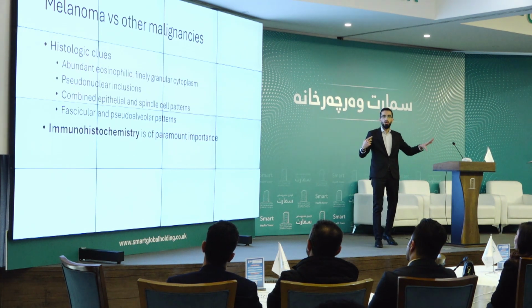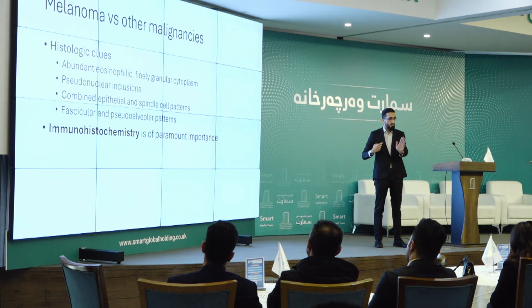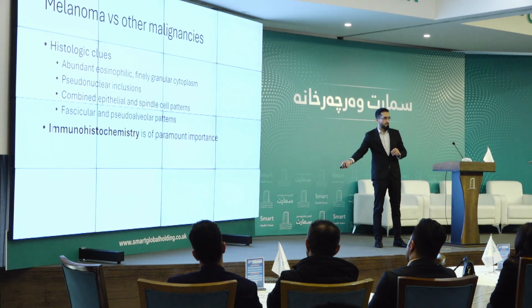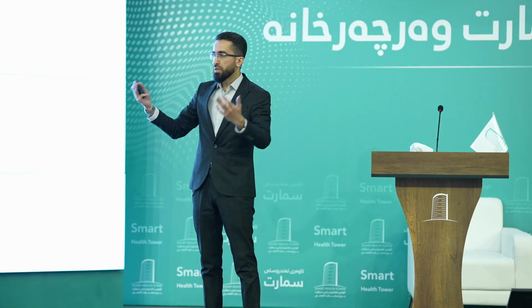So that's why we run into two types of problems. The first type of problem is you have a clearly malignant lesion, but you're not sure whether this is melanoma or another type of skin cancer. And the second type of problem is we have a clearly melanocytic lesion, but you're not sure whether this is benign or malignant. We'll get to each of them.